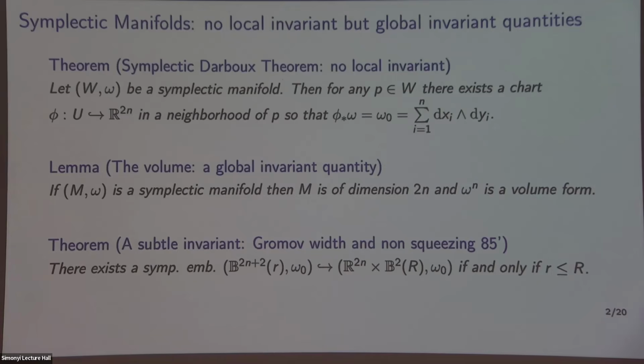And if you were only considering volume preserving diffeomorphisms, then it would be easy to send the ball inside the cylinder by a volume preserving diffeomorphism, since the cylinder is of infinite volume and the ball is of finite volume. So with symplectic geometry, you can really have global invariant quantities that are more precise than volume quantities.